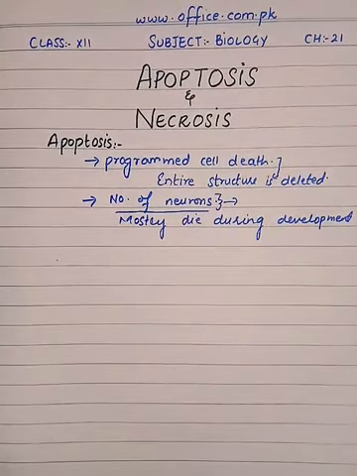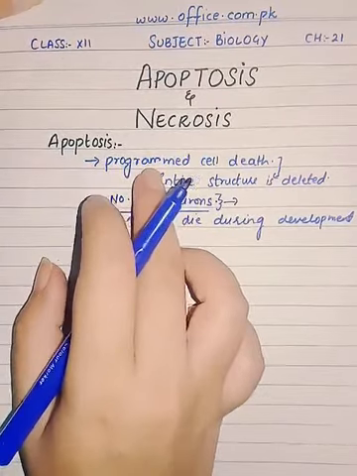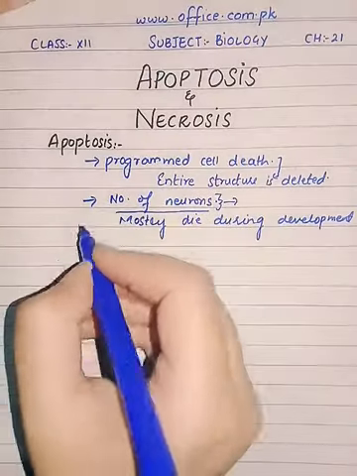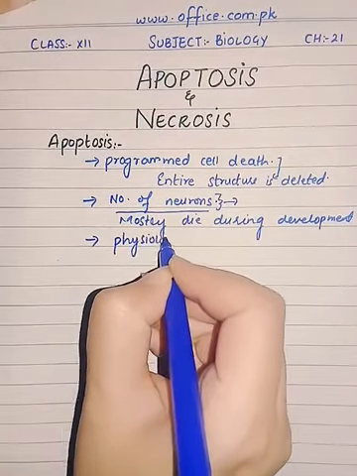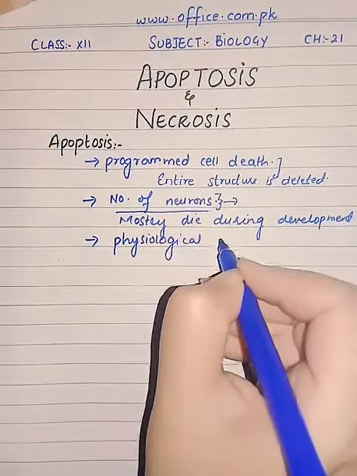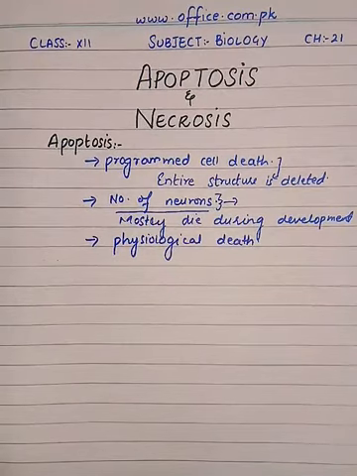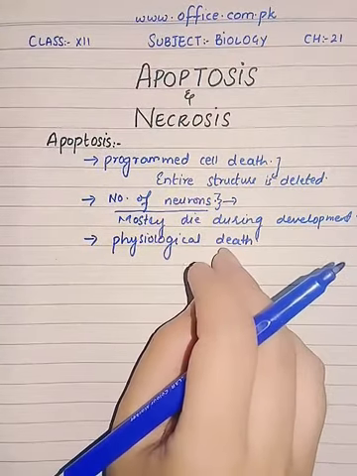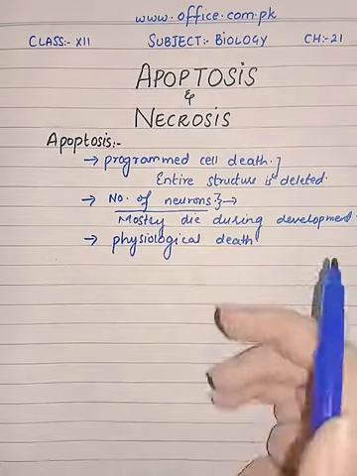So apoptosis is programmed cell death. It is always going on in your body, and most of the time you don't know about it. It is basically physiological death, meaning it is a part of your normal physiology. The normal functioning of the human body requires that cells, when they complete their life, must die, either by killing or by suicide. So there are two methods by which cells die.